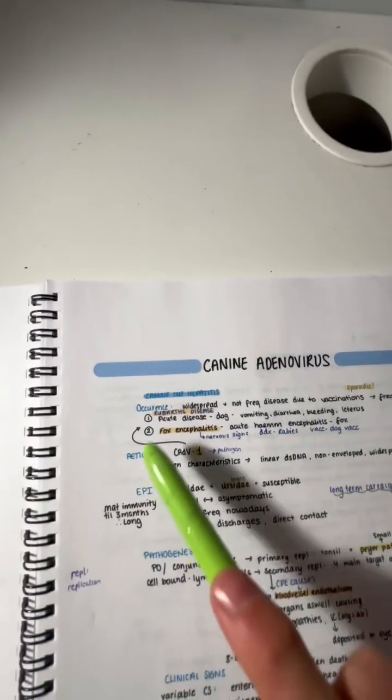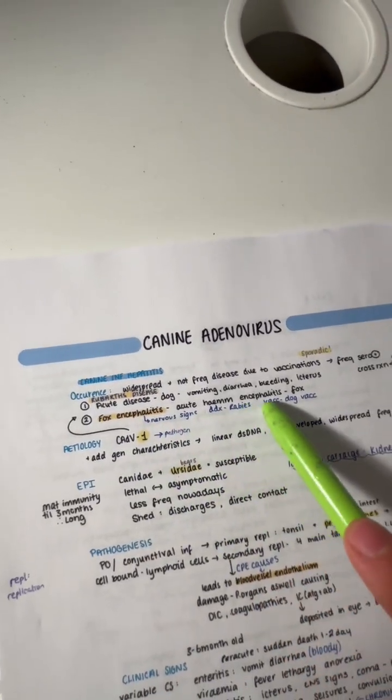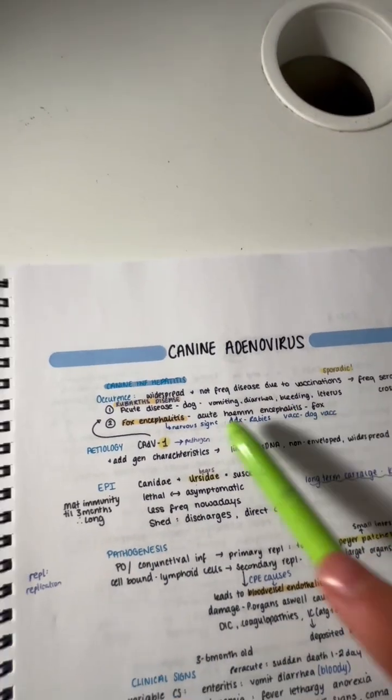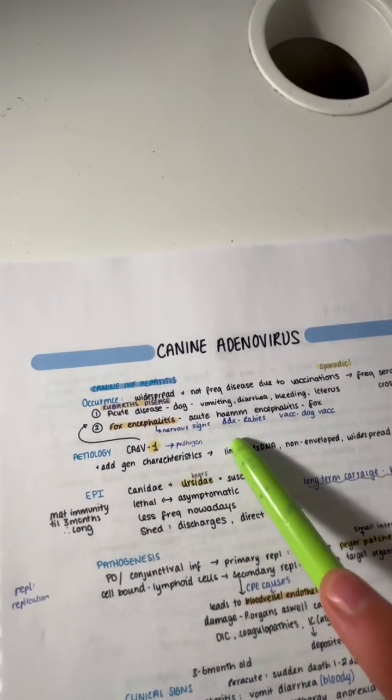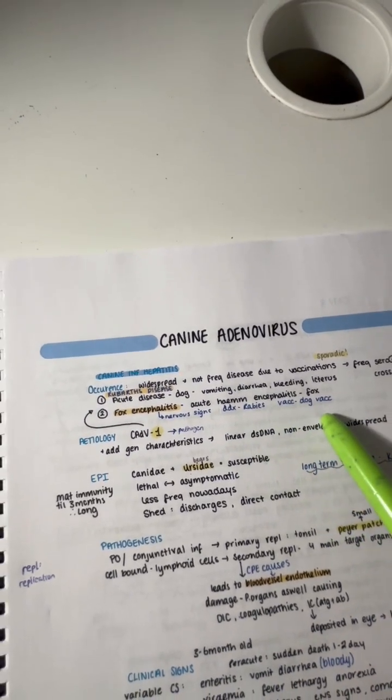Canine adenovirus also causes fox encephalitis, which causes acute hemorrhagic encephalitis in foxes. They have nervous system signs, and the differential diagnosis is rabies. The vaccine is the dog vaccine.